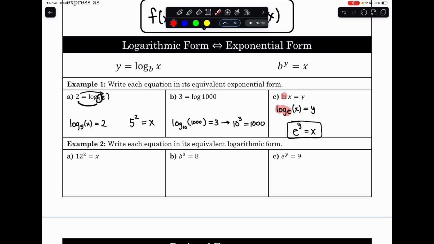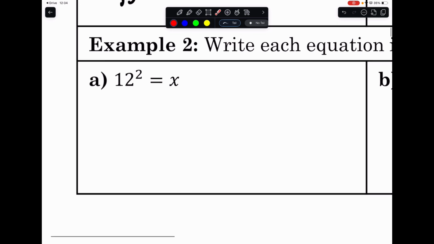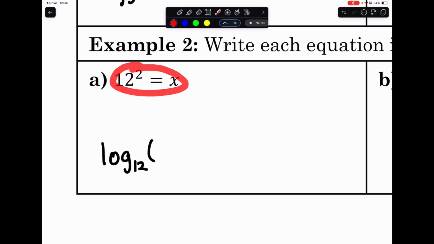So let's look at example 2a. To write this equation into its equivalent logarithmic form, I'm going to write, obviously, the word log. The base of this log is going to be the base to the power. Here we have 12 to the second power, and the base of that power is 12. So that means that the base of the log is going to be 12. That's a subscript. The value of the log is the solution to this exponential equation, which is the number x, or we don't know what x is. So x. And this is going to have an exponent of 2.